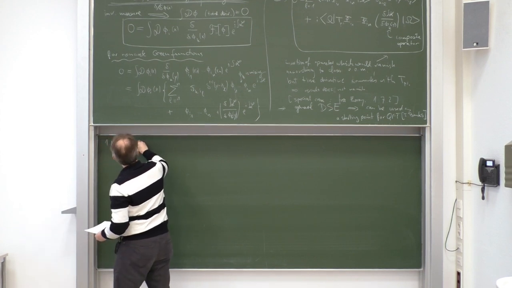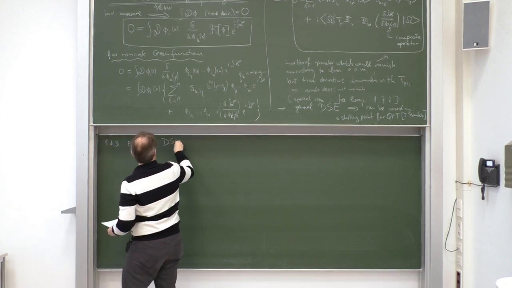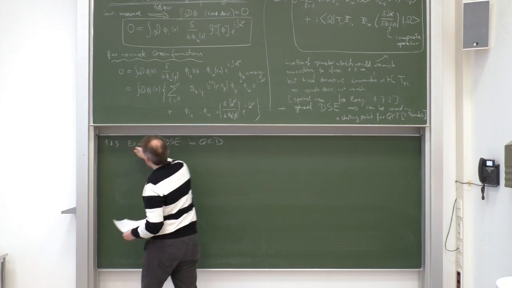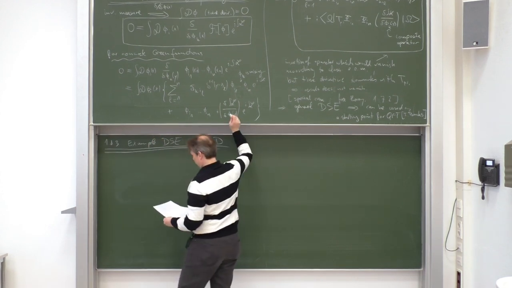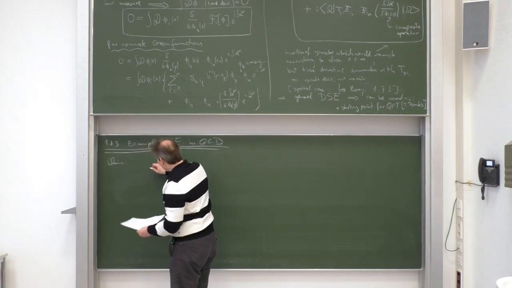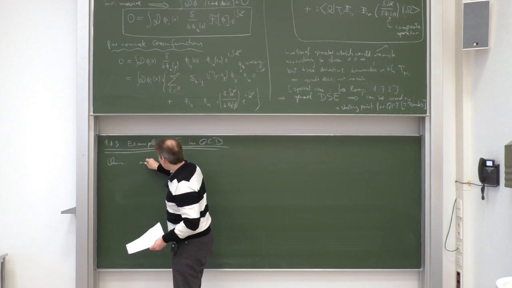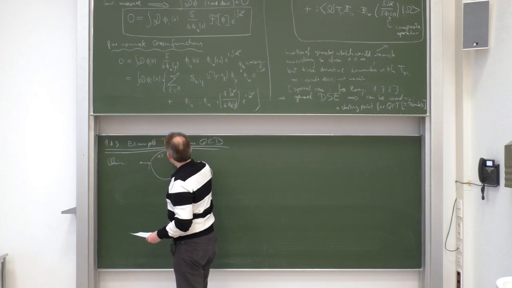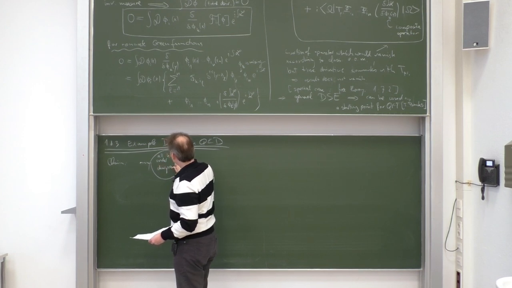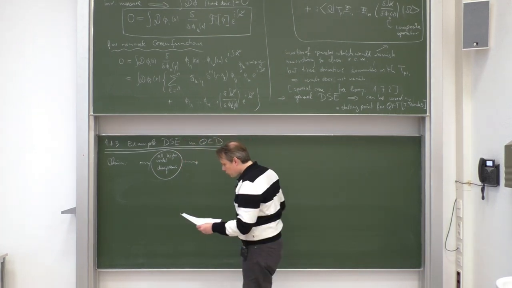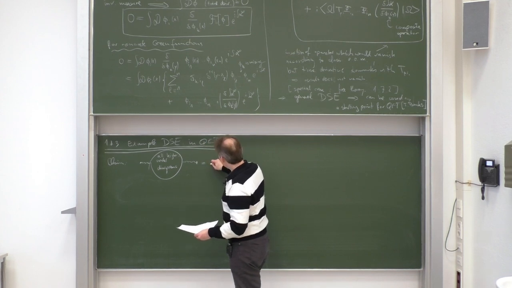So, an example: the Dyson-Schwinger equation in QED. I claim the following. And actually, there was a misprint, unfortunately, on the blackboard last time. Namely, we have here all higher order diagrams. On the blackboard, I wrote all diagrams, but it's only all higher order diagrams. And the result is this.